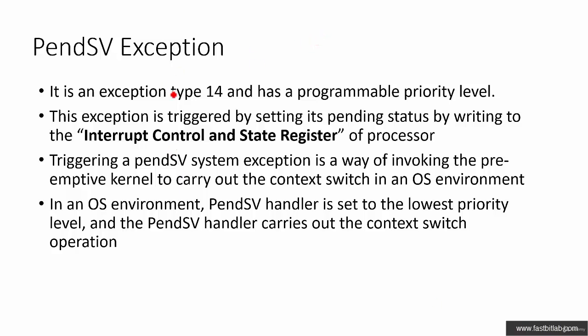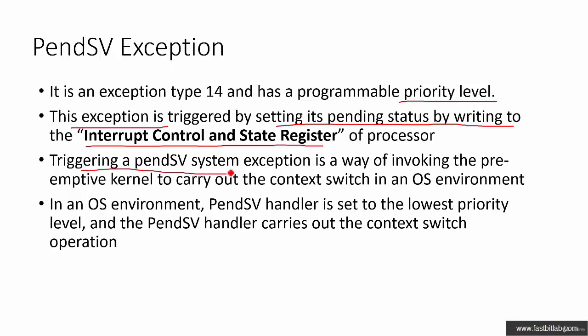In this lecture, let's understand about the PendSV exception. It's an exception type 14 and has a programmable priority level. So the exception number is 14. This exception is triggered by setting its pending status by writing to the interrupt control and state register of the processor. You don't have any instruction to trigger a PendSV exception. You have to pend this exception in the interrupt control and state register of the processor.